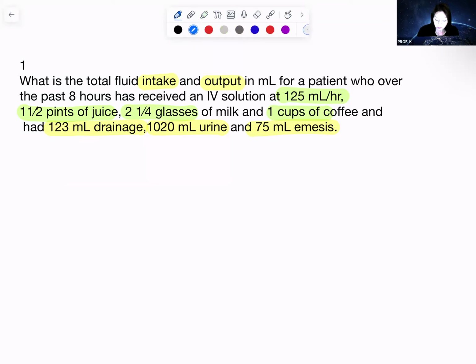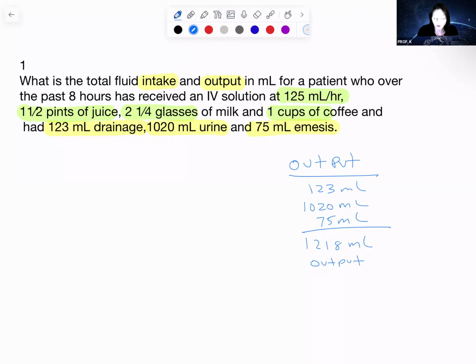So let's start with output. This is how I did it when I was in school. I wrote output, 123 milliliters. Yes, something drained from the patient. Then they urinated. Yes, that counts. And then they vomited. Yes, that counts. So I take all these things and add them together, 123 plus 1020 plus 75, and that will give me 1,218 milliliters. My output is, and that's how I would write it, output 1,218 milliliters. Beautiful.